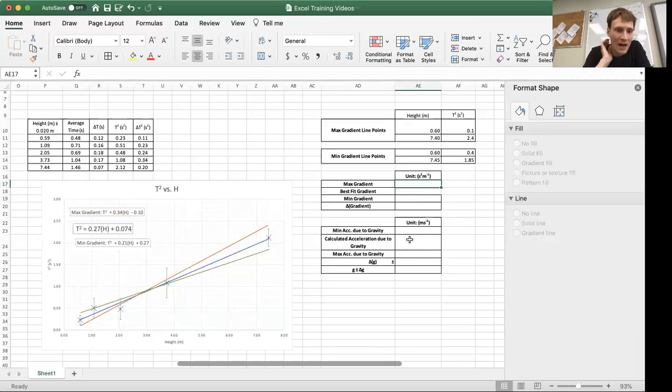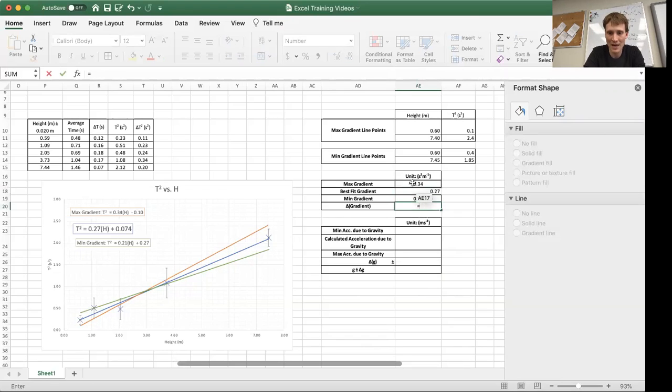As a result, my maximum gradient here, I'm going to record as 0.34 seconds squared per meter. Notice that unit. My best fit gradient would be 0.27 in this case. My minimum gradient would be 0.21. Notice I'm intending two significant figures there. And then my uncertainty on the gradient itself would just be equal to my maximum gradient minus my minimum gradient, divided by 2.